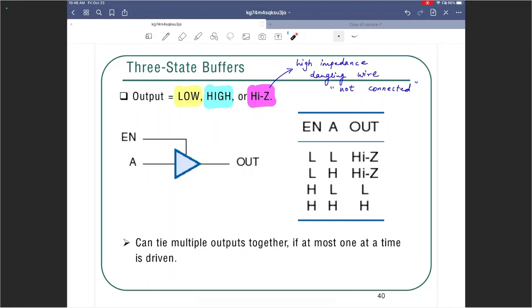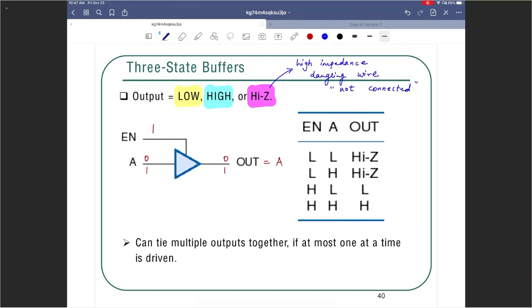When enable is 1, then output will equal A. That means if this was a 0, this will be a 0. If this was a 1, this will be a 1. As long as enable is 1, it is enabled, right? The symbol itself indicates that everything is active high.